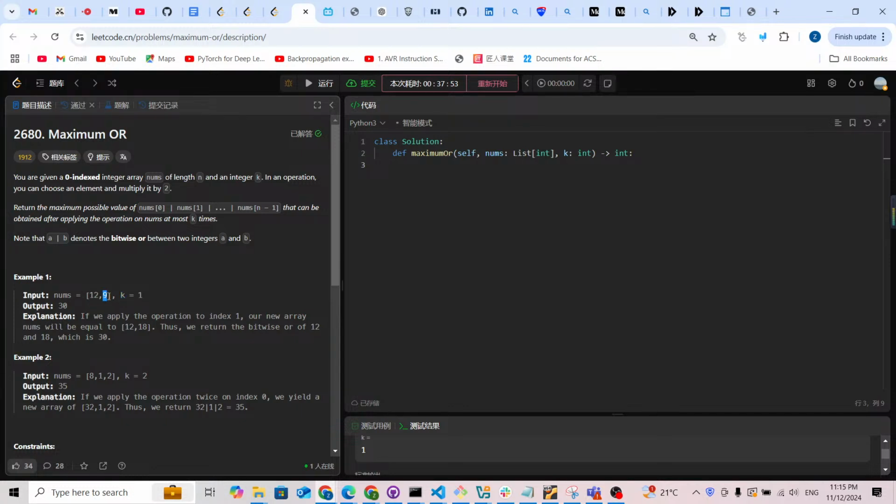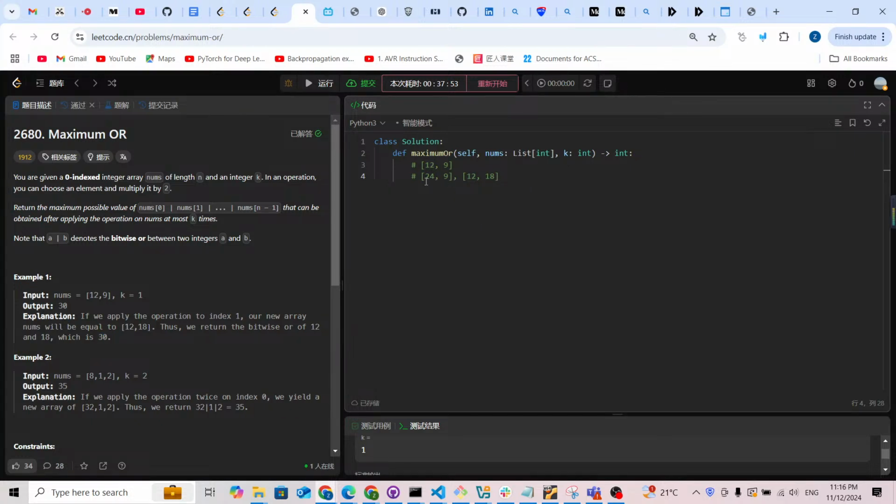and multiply it by 2. First of all, we have 12 and 9, and we can multiply either one of them by 2. For example, we can get 24 and 9, which means 12 multiplied by 2 is 24. Another case is 12 and 18. This one, 12 and 18, gives the maximum of XOR, because 12 XOR 18 is going to be 30, and that is the maximum.